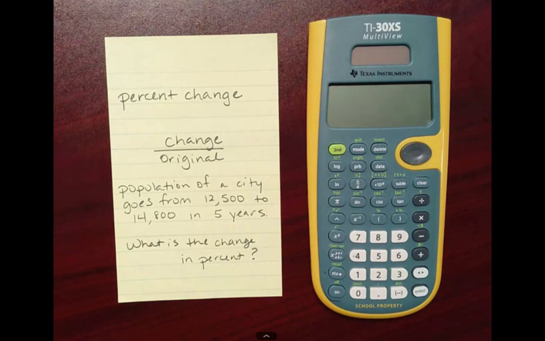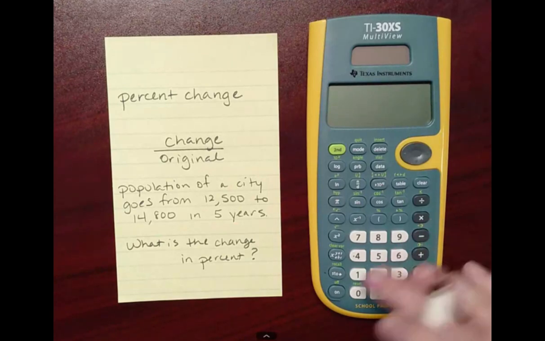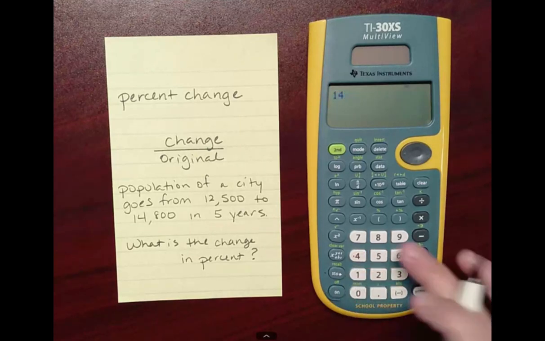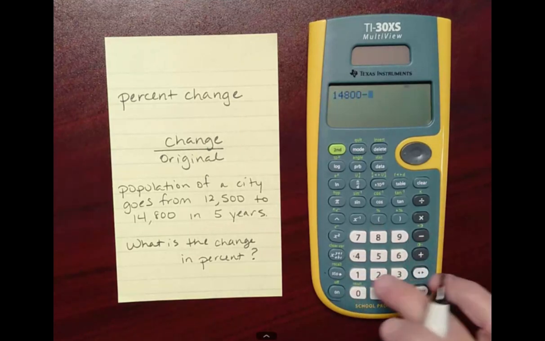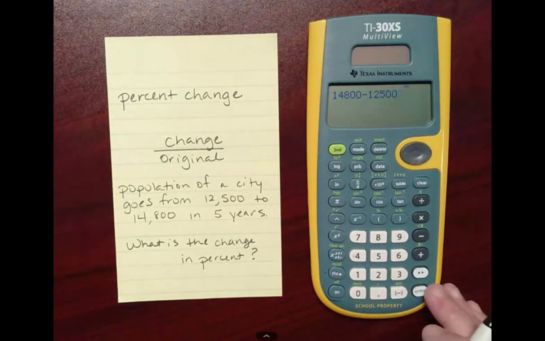For example, the population of a city goes from 12,500 to 14,800 in 5 years. What is the change in percent? Well, the question doesn't tell me what the change is, but since it gives me a beginning number and an ending number, we can subtract to find the change. You will find these multi-step problems on the GED. So to find the change, we're going to subtract 14,800 minus 12,500. And that will give me the change of 2,300.